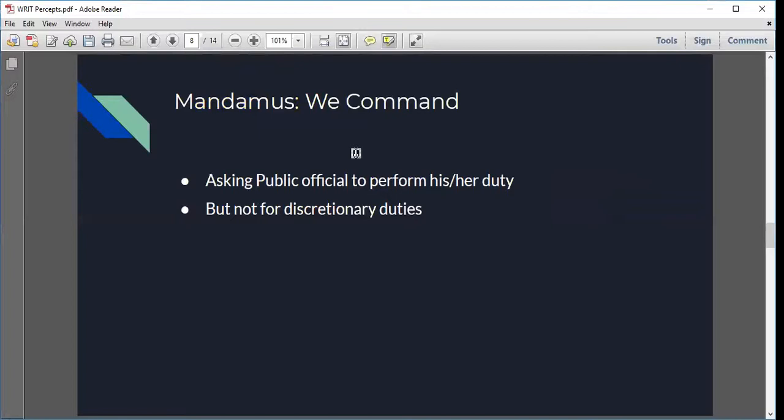Mandamus, or we command. In this case, a public official is commanded by the court, which can be the Supreme Court when it comes to a public office related to the central government, and the High Court when it comes to a public office related to the state government. It is asked to perform its duties. So let's say the DM has the responsibility to maintain law and order in his district, and if somehow he is not able to perform it, or is not paying attention to those things, then the court can ask him to perform his duties well, right?